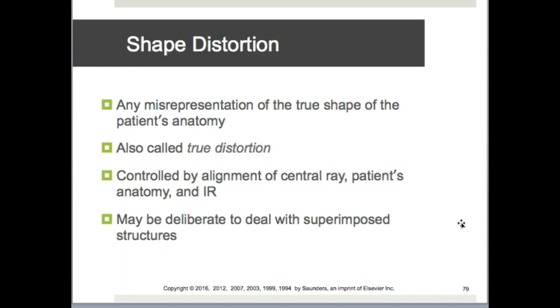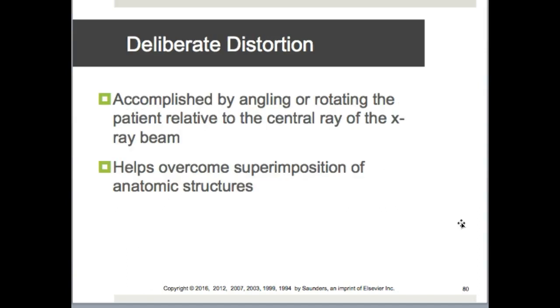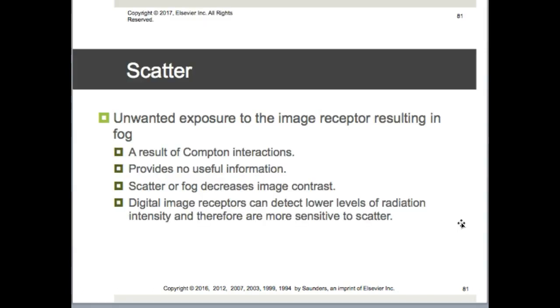So you need to make sure that your central ray, your part position, and your image receptor are all aligned properly. If not, you're going to have shape distortion. It may be deliberate to deal with superimposition of structures. So sometimes we use that to see things a little bit better. Deliberate distortion is accomplished by angling or rotating the patient relative to the central ray or the X-ray beam. And we do this because it helps to overcome superimposition of anatomical parts. That's why we do it.